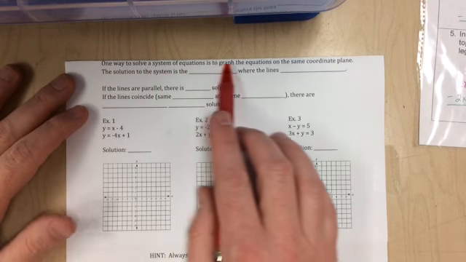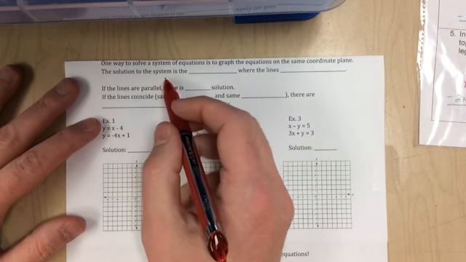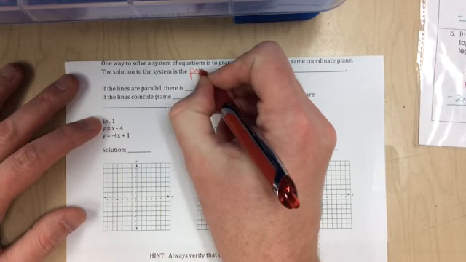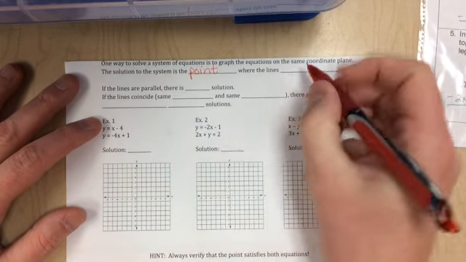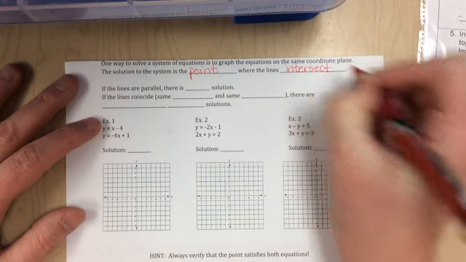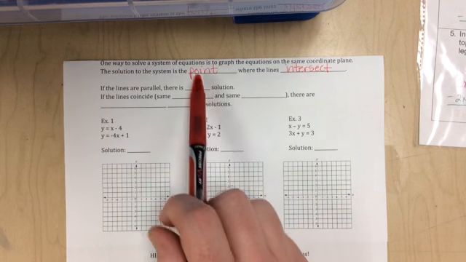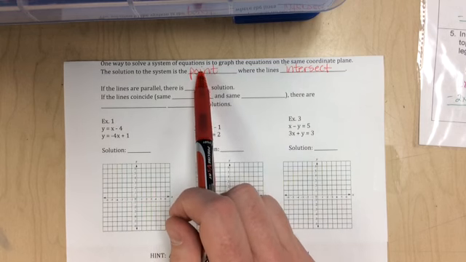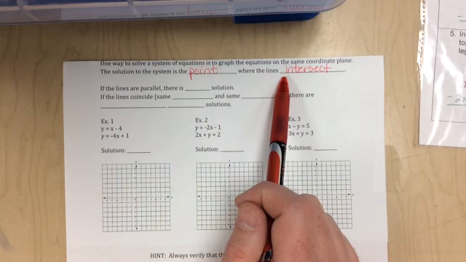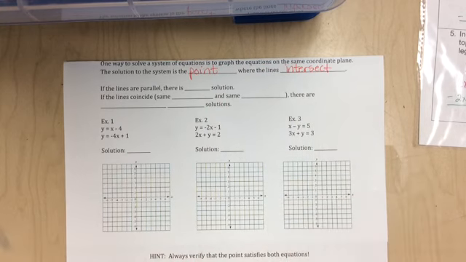So here's something to note. One way to solve a system of equations is to graph the equations on the same coordinate plane. The solution to the system is the point where the lines intersect. Okay? Just like we talked about earlier, the solution to a system of equations is the point that satisfies both equations in the system. Well, if they cross, then that means that they're a point on both lines, so it's the one point that satisfies both equations in the system.